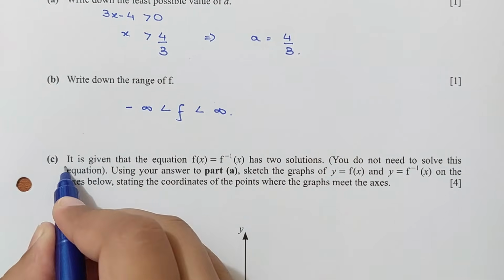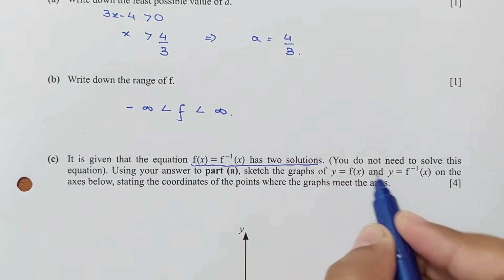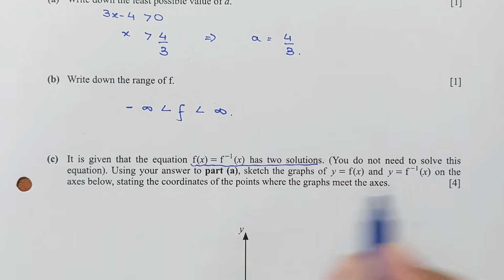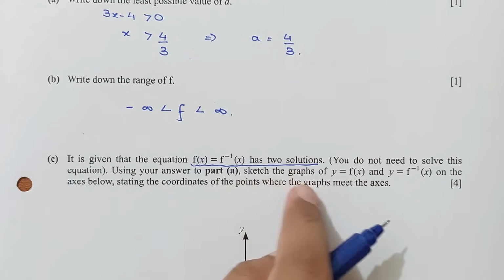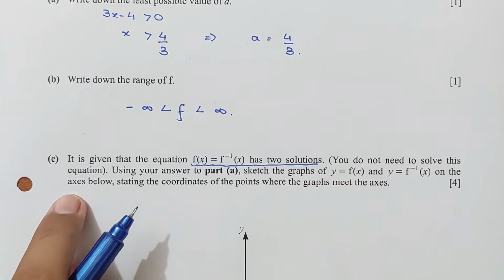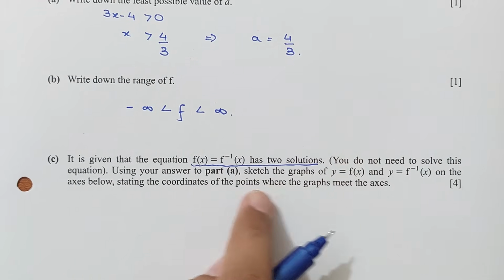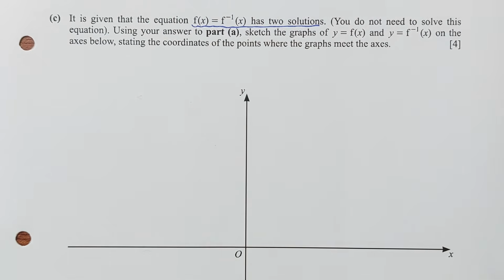Now for part C, it is given that the equation f of x equals f inverse of x has two solutions. You must not need to solve this equation. Using your answer to part A, sketch the graph for y equals f of x and y equals f inverse of x on the axis below, stating the coordinates of the point where the graph meets the axis. Right. Okay, let me solve for the intercepts first.